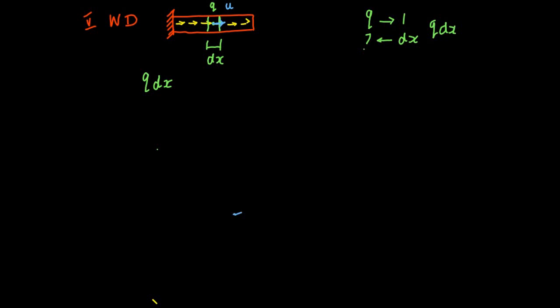So Q into dx into u, force into distance traveled by the force, right? So that is work done by this force given by the shaded region here. You can also define work done for the next shaded region, and also define work done for the next shaded region. And all you have to do is sum all the work dones. You will get the total work done.